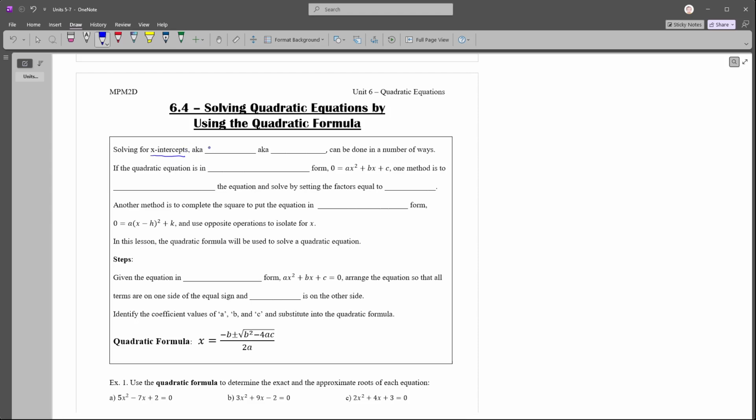Sometimes you might see them called zeros, and this is to represent the fact that they are on the x-axis, where y is equal to 0, right? So zeros is a common one. Another one is called roots.